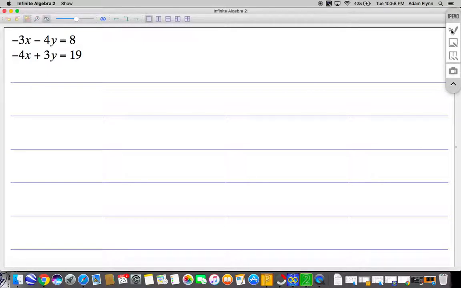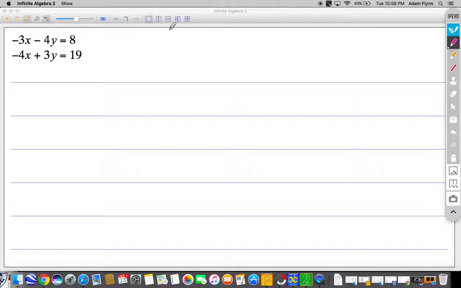Okay, last problem. Okay, and it looks like it's a little bit tough. So we've got negative 3x minus 4y equals 8, and we have negative 4x plus 3y equals 19. So looking at my variables first, out of my 4 options there, the 2 x's and the 2 y's, I don't have a variable that has a coefficient of 1 or negative 1.